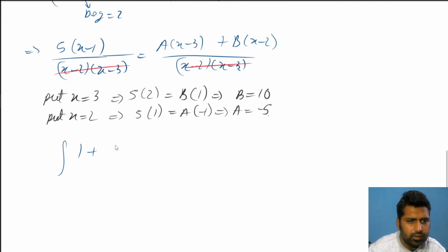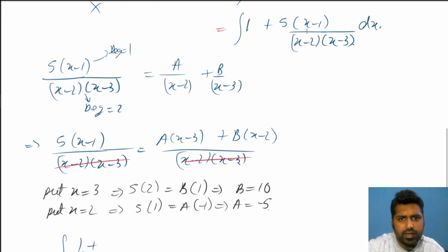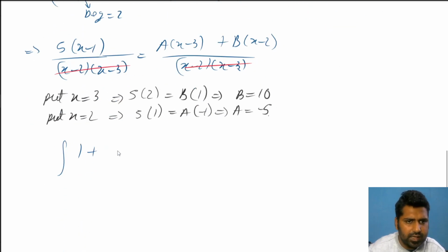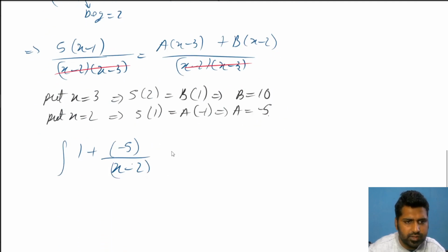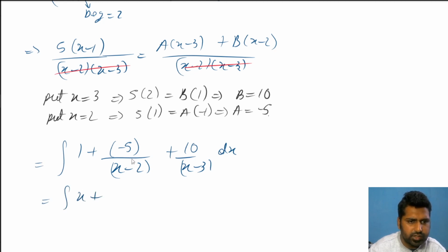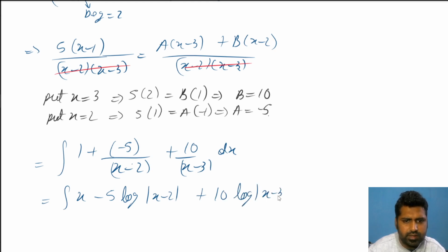Integration was 1 plus this term, 5(x minus 1) upon (x minus 2)(x minus 3). So that was a upon x minus 2 plus b upon x minus 3, where a is minus 5, so minus 5 upon x minus 2, plus 10 upon x minus 3. And now it is very simple, just integrate. What is integration of 1? x. What is integration of 1 upon x minus 2? Keep minus 5 as it is: minus 5 log mod x minus 2 plus 10 log mod x minus 3 plus c.